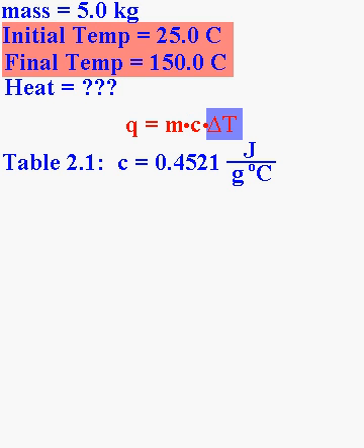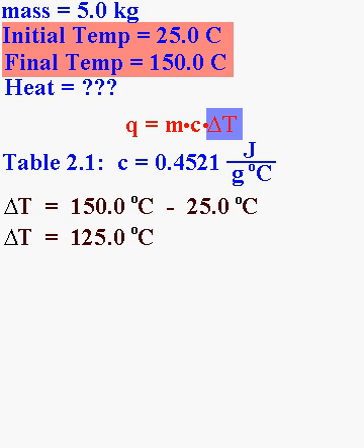Finally, there's delta T. Delta T is defined as the final temperature minus the initial temperature. We were given both of those temperatures, so all we have to do is subtract them. So delta T is 150.0 degrees Celsius, the final temperature, minus 25.0 degrees Celsius, the initial temperature. When we subtract those, we get 125.0 degrees Celsius.